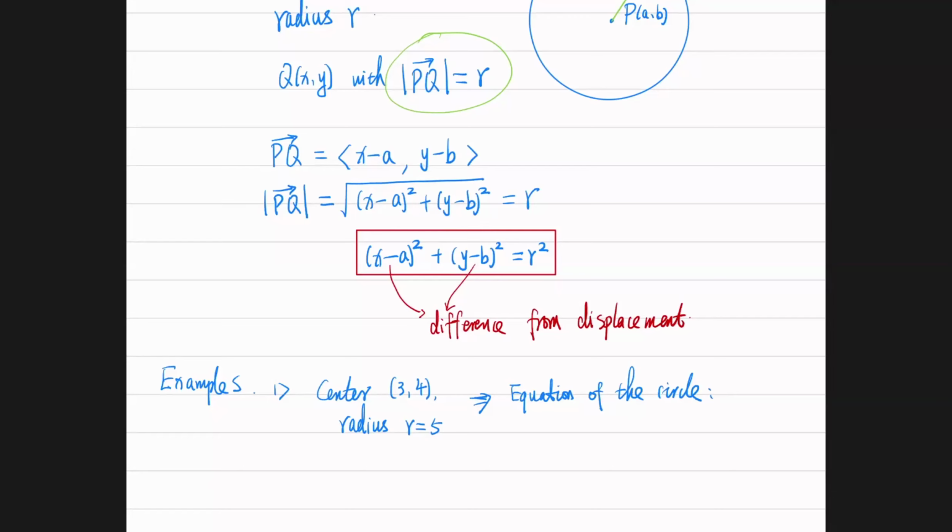Oh, wait, what do you mean by equation of the circle? Something like this. Center and radius. Okay. Sure. Okay, I have 2 responses.